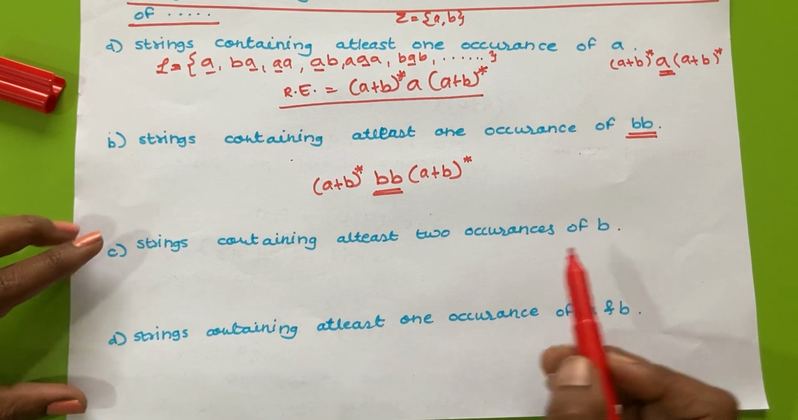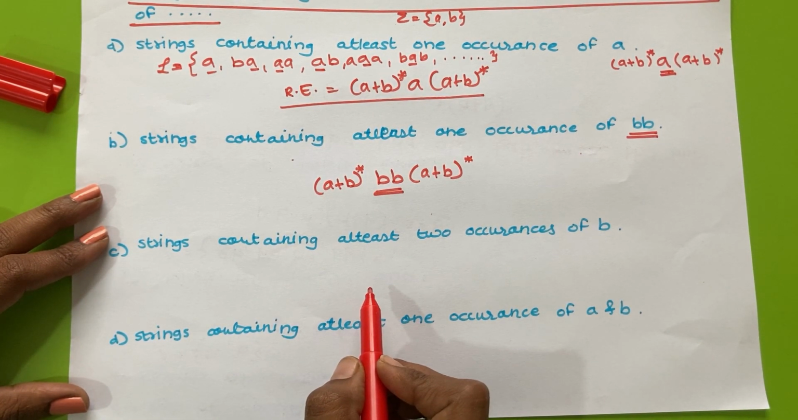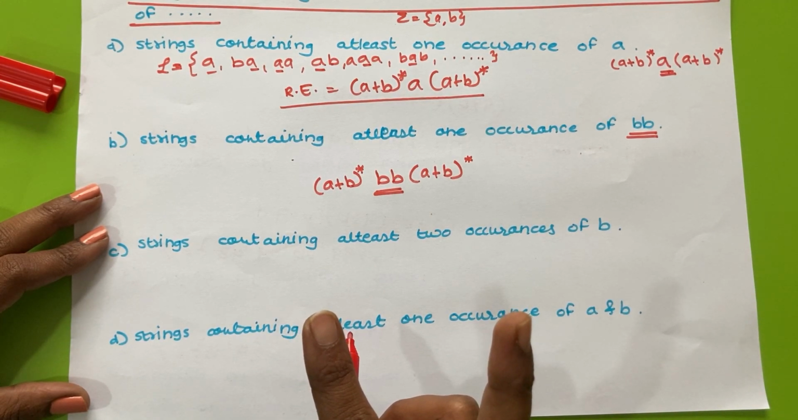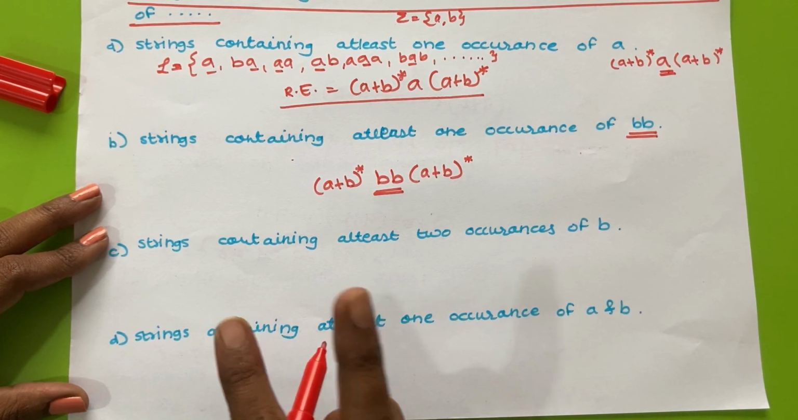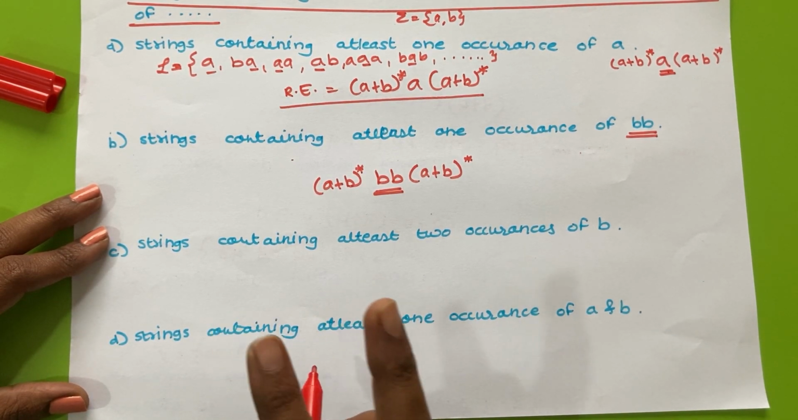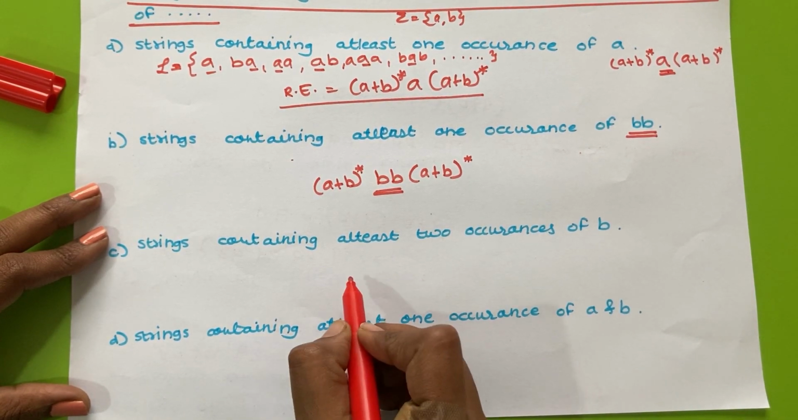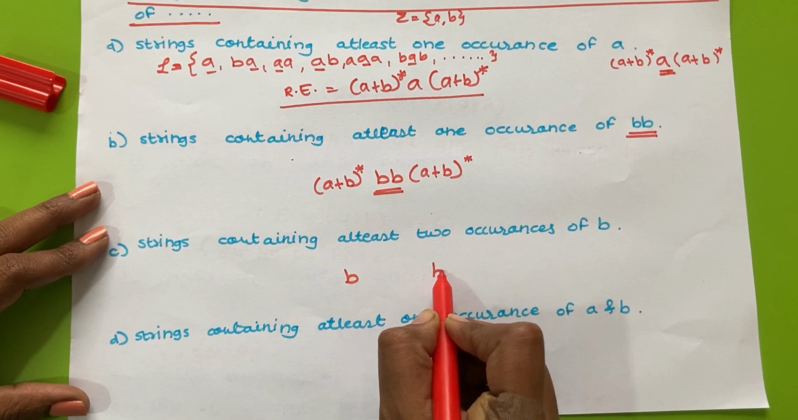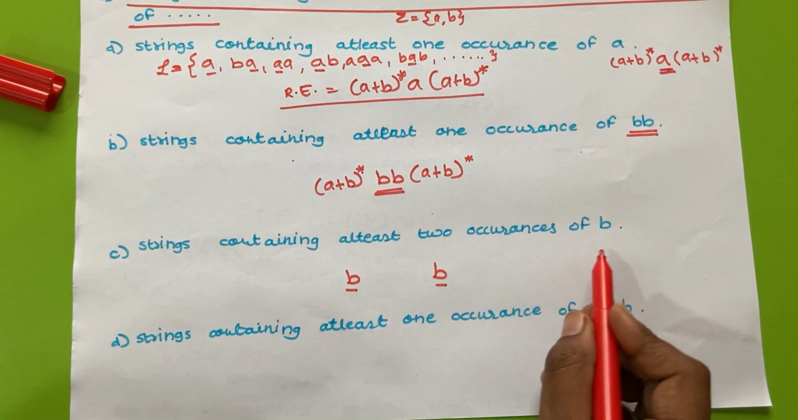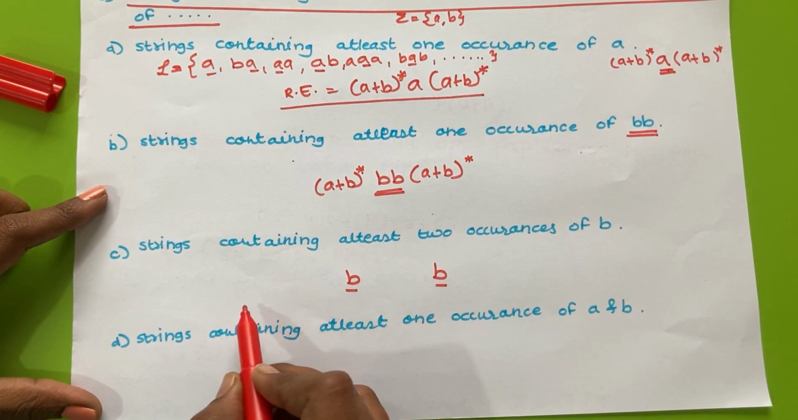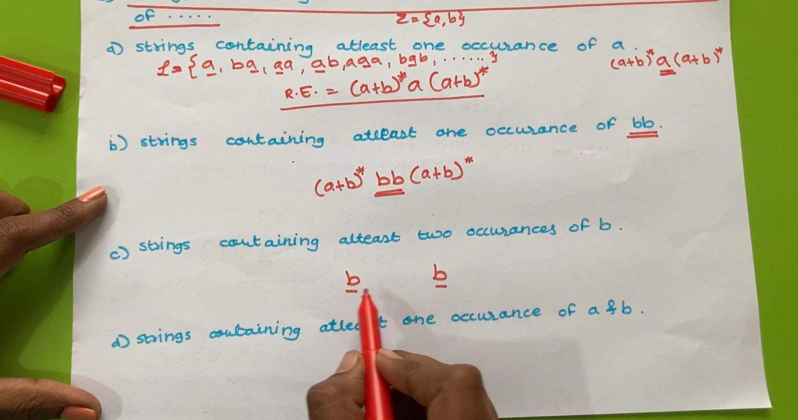Now next, strings containing at least two occurrences of b. In the whole string we can have at least two b's, and these two b's can be consecutive, can be on different sides, can be at the start, at the end, or in the middle also. So I'll write just b and b. I have at least two occurrences of b, which means in the whole string I can have at least two occurrences of b. So I have written two b's here.